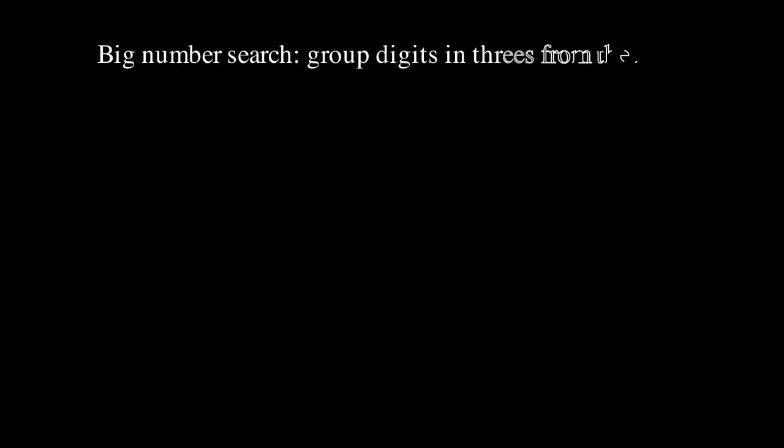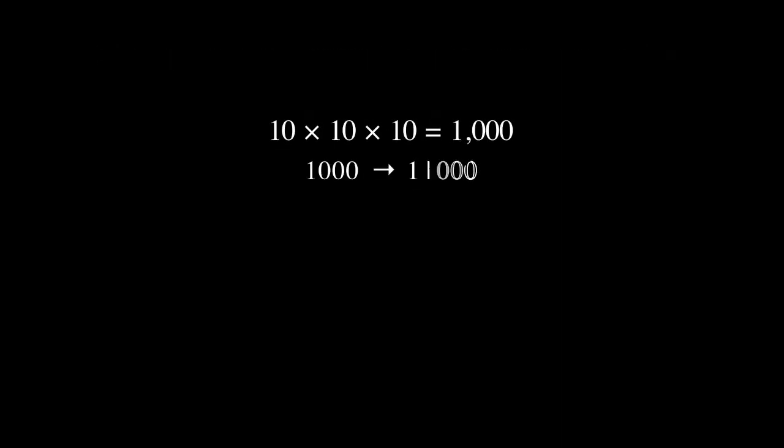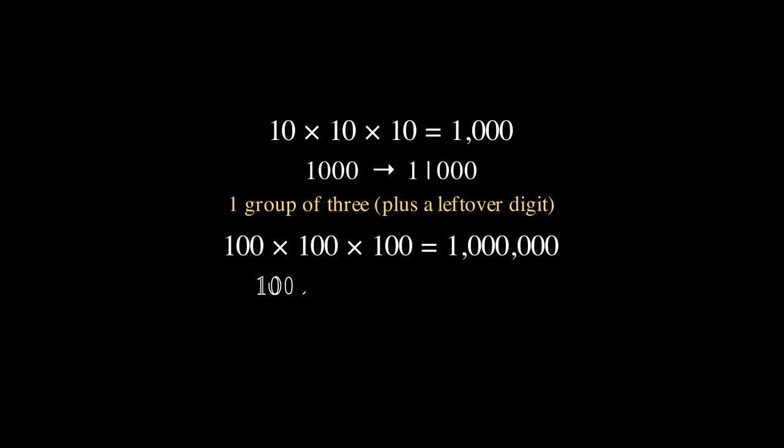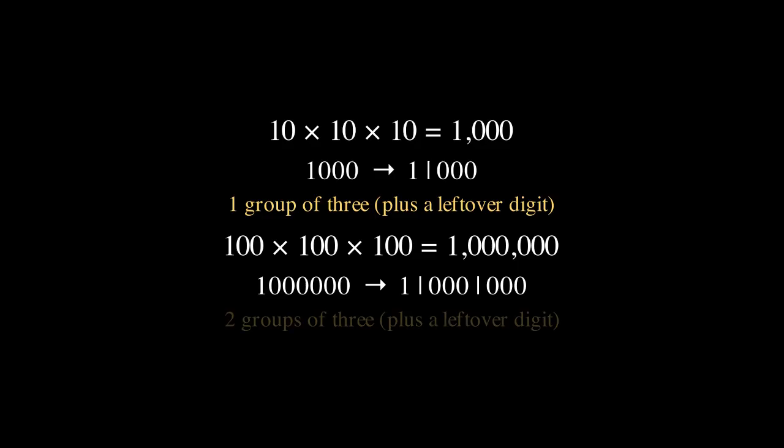Just like before, for bigger volumes we want a faster way to guess where to start. This time we group digits in 3s instead of 2s, and let's see why. Look at 10 times 10 times 10, that's 1,000, a 4-digit number, and it splits into one group of 3 with one leftover digit. Now 100 times 100 times 100 is 1,000,000, a 7-digit number, and that splits into two groups of 3 with one digit left over.